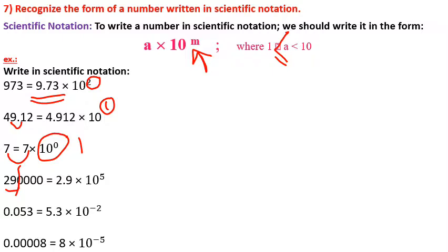Now the last example, 0.00008. Here the zeros are to the left of the point. So I ask, is 8 between 1 and 10? Yes, so I take it as it is. Now to know the exponent, because the zeros are to the left, it should be a negative exponent. How can we know the 5? We count the numbers to the right of the point, 1, 2, 3, 4, 5, so it is 10 to the power negative 5.